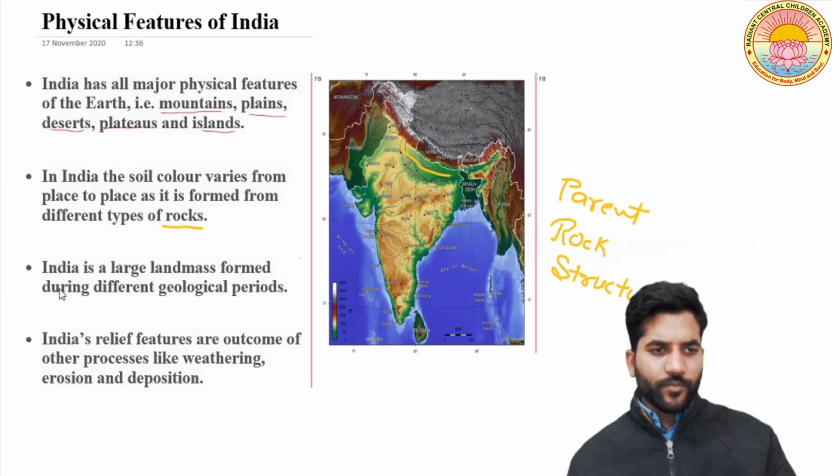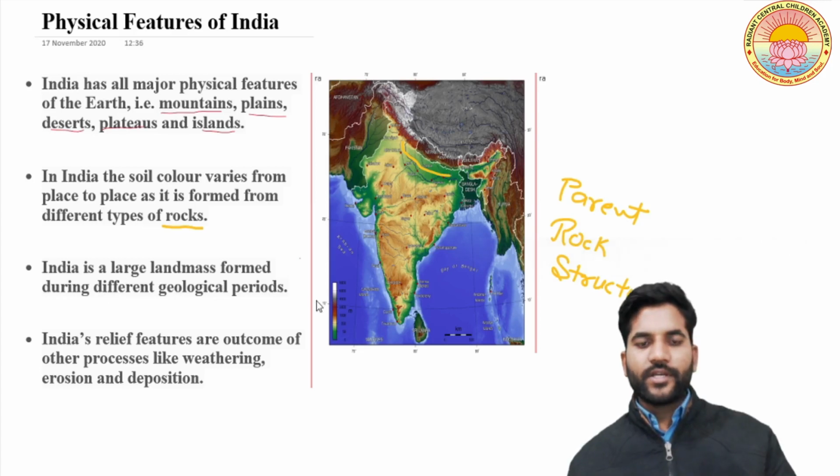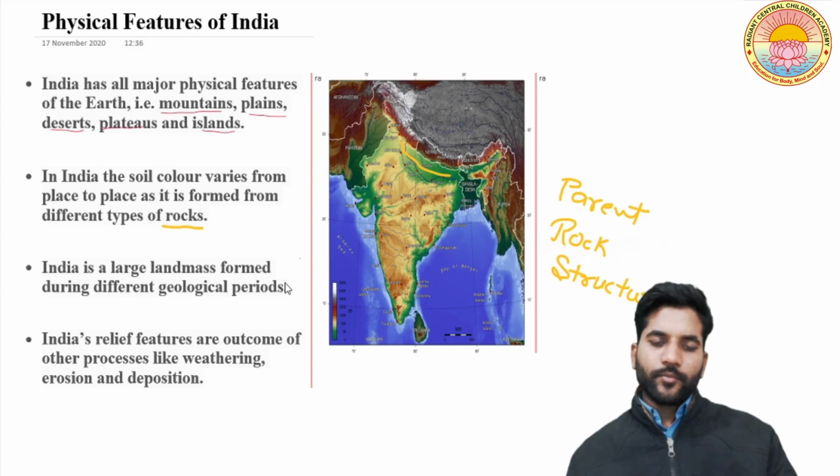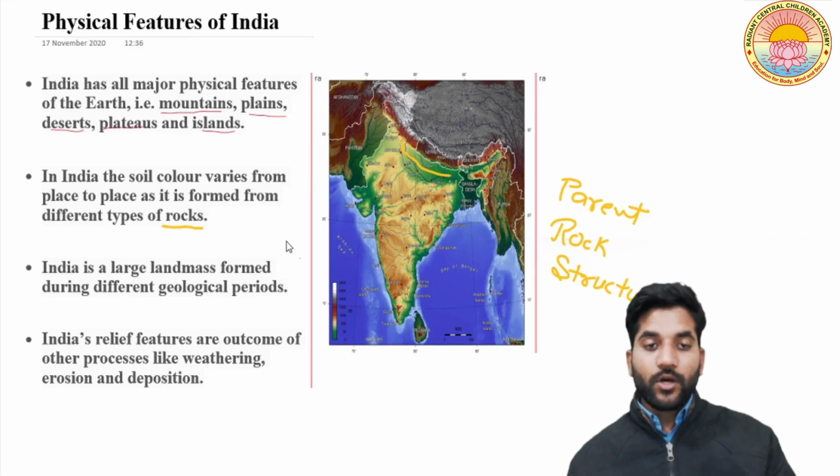And the next topic is India is a large landmass formed during different geological periods. When we talk about geographical formations or structure, it does not happen in years or one decade or one century. It takes a very long period of time, let's say thousands of years. So landmasses like India or the African continent, Australian continent, are not formed in 100 years or 200 years. It takes lots of time.